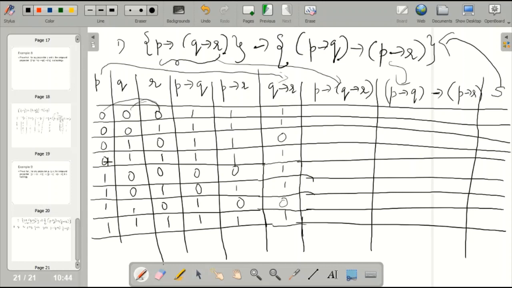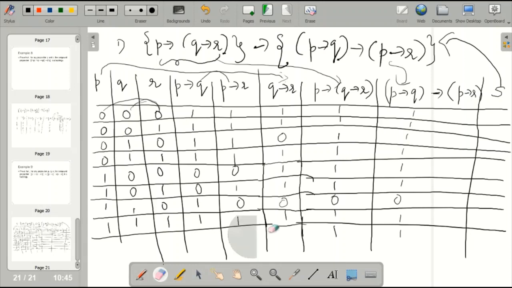So check where you will get 1 0. In only one case you will get it as 0, that is 1 0. Here you will get 0. Rest all it is 1 1 1 1 1 1 1 1. Next is (P conditional Q) conditional (P conditional R). This conditional this, where you have 1 0. Only this section is 0. Rest all it is 1.